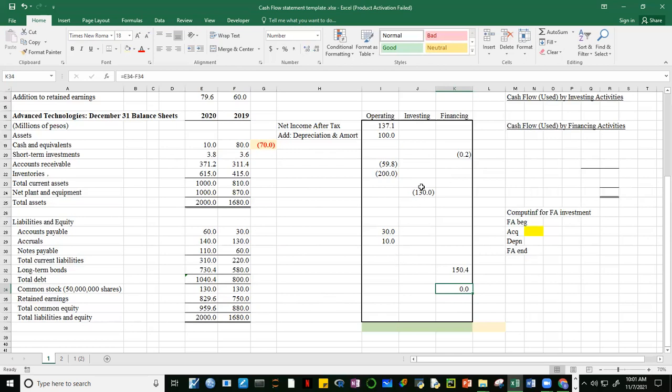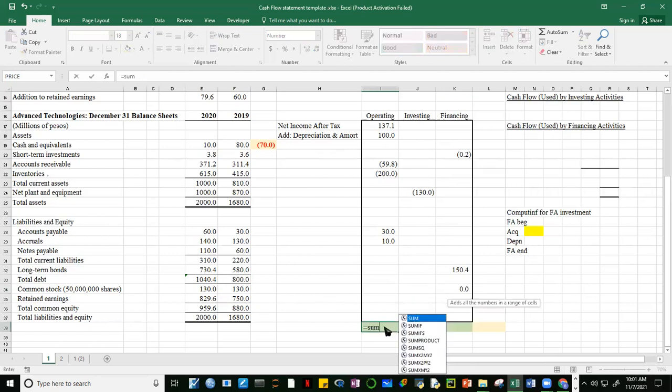Okay, so these are now the activities that we consider: operating, investing, and financing. So when we sum this up, okay, some are operating.